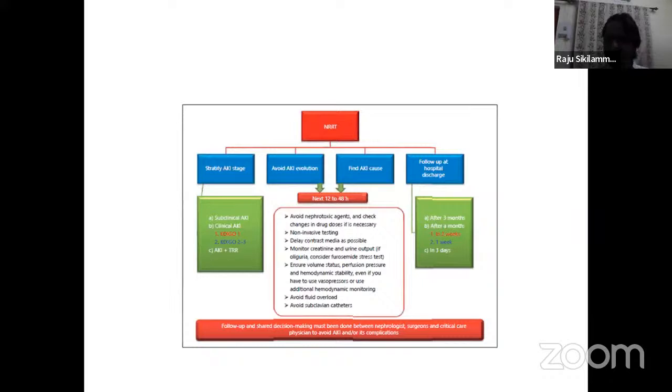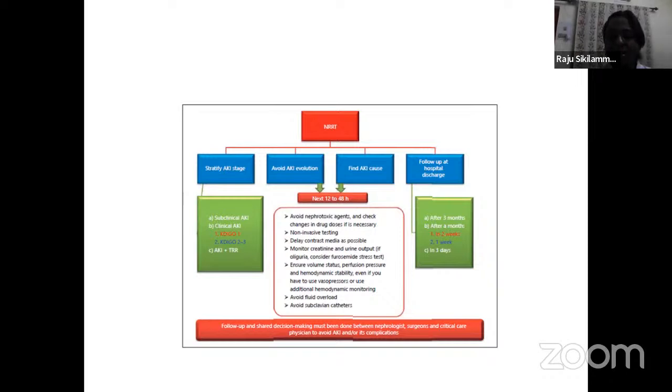Once informed, the nephrology rapid response team assesses and stratifies the AKI staging. AKI staging is subclinical and clinical. In the clinical stage, KDIGO 1 and 2 criteria apply, and we evaluate and find the cause of the AKI over the next 12 to 48 hours. Avoid nephrotoxic agents, use non-invasive testing, delay contrast media if possible, and monitor creatinine and urine output. Ensure volume status, perfusion pressure and hemodynamic stability, avoid fluid overload, and avoid subclavian catheters.